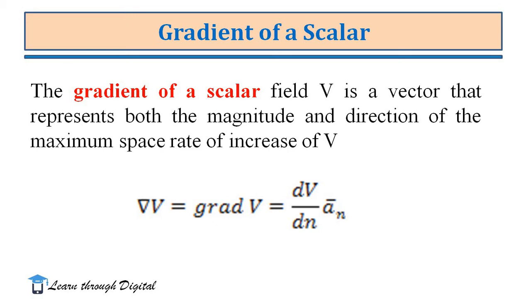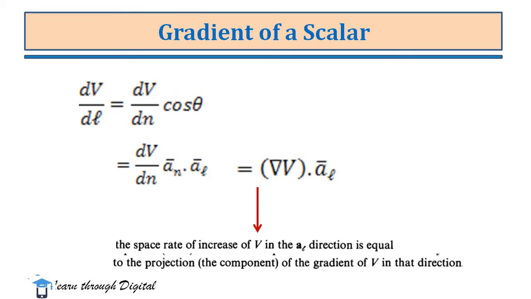Now we define the gradient of a scalar. The gradient of a scalar field V is a vector that represents both the magnitude and the direction of the maximum space rate of increase of V. Mathematically, gradient of scalar is written as del V, which is equal to gradient of V, that is equal to dV by dn an vector.